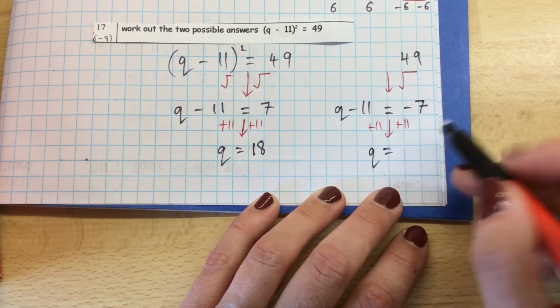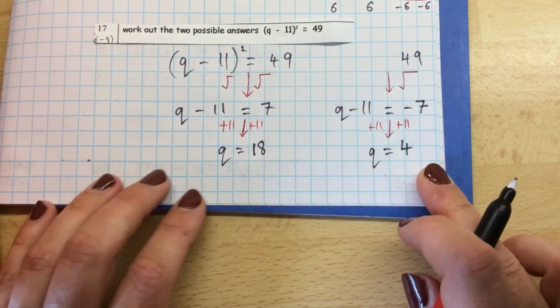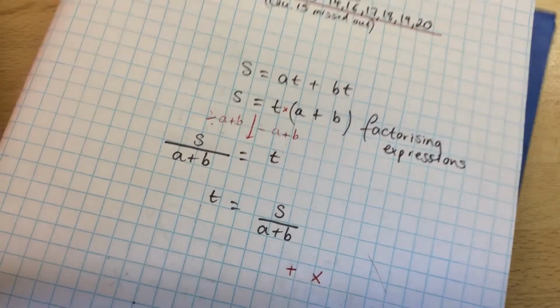-7 add 11 is actually 4. So the answers are both positive. Q is 18 and Q is 4. So there's your two answers for that one. Okay, let's look at question 18 next.